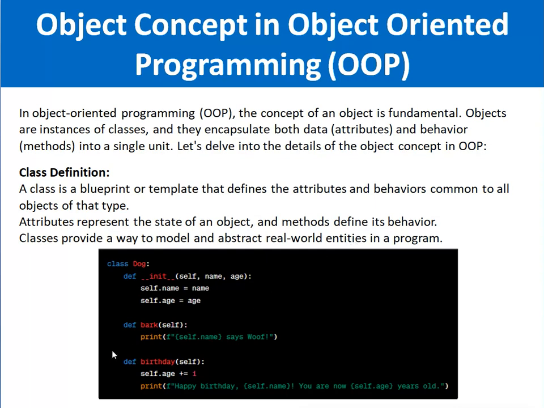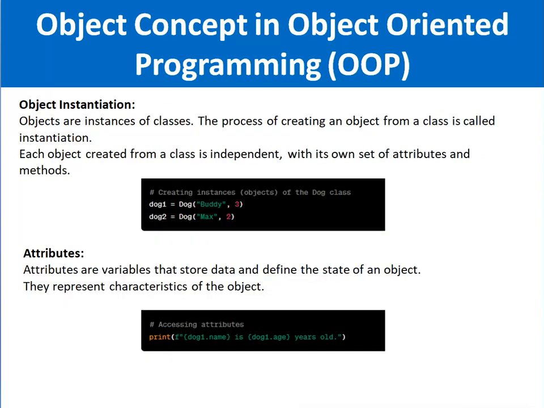For example, just take an example of a class here. A class of a dog, which has a constructor with self.name and age, and it has a method bark, and then a birthday method, which will print happy birthday. So this is a class of a dog which has properties like name and age, the attributes, and then it has two methods, bark and birthday. So this is an example of a class.